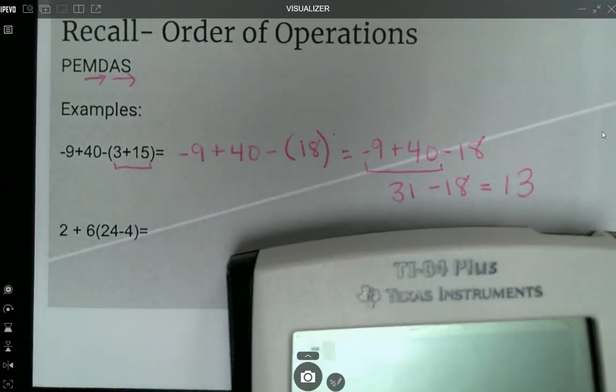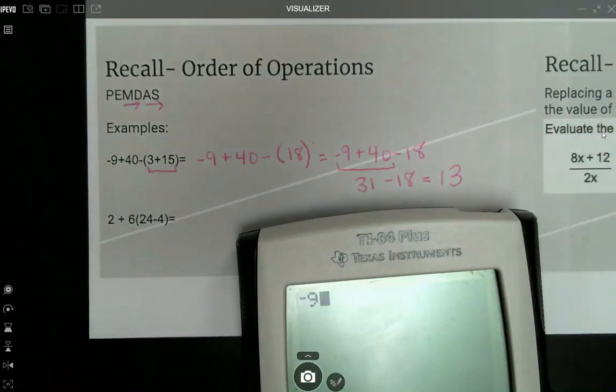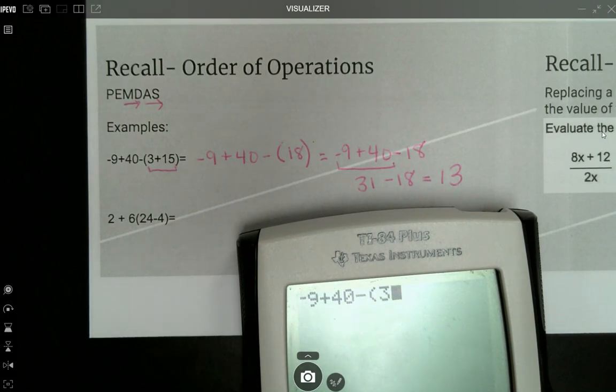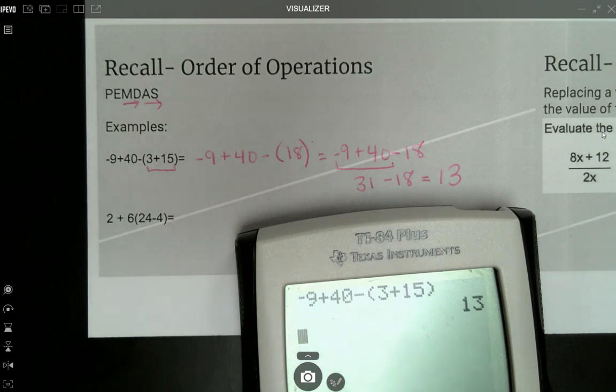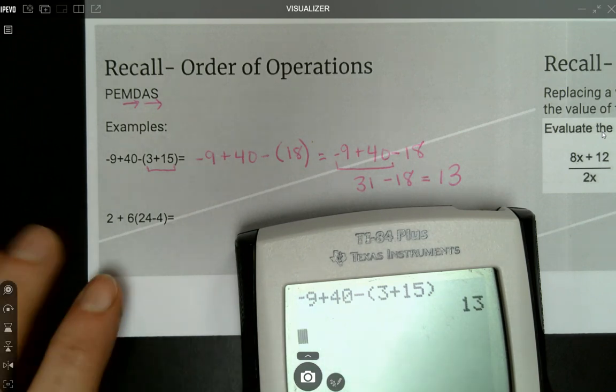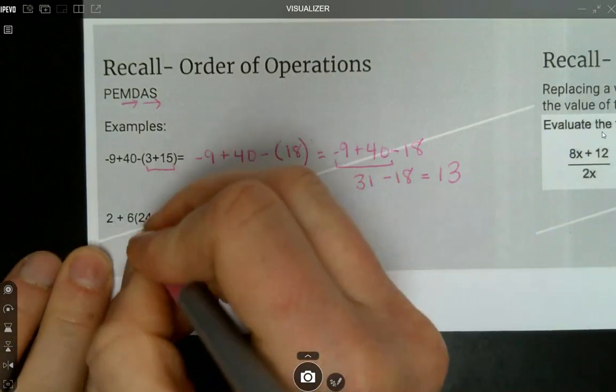So negative 9 plus 40 minus parentheses 3 plus 15. This is a TI-84 course. So that is the answer. All right, the next one. Let's go ahead and look at it.